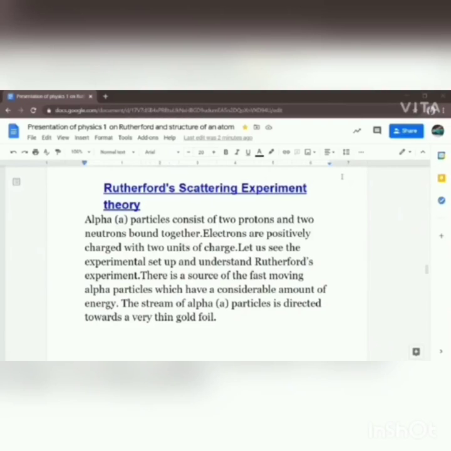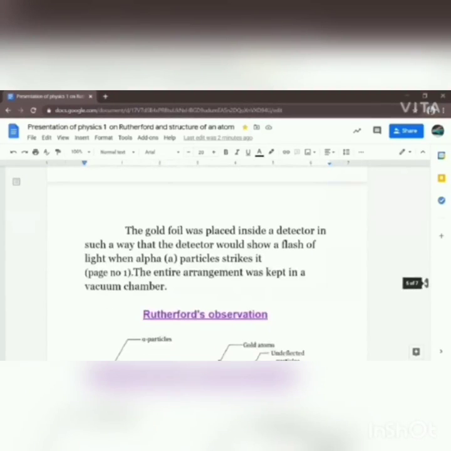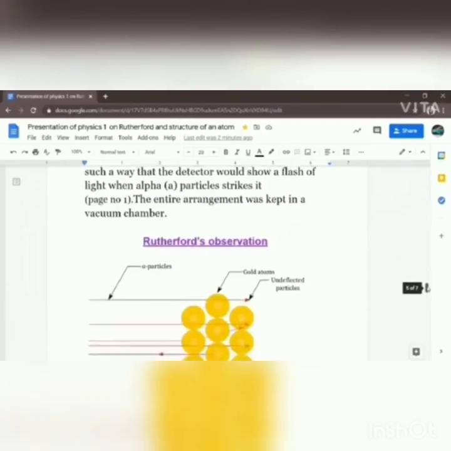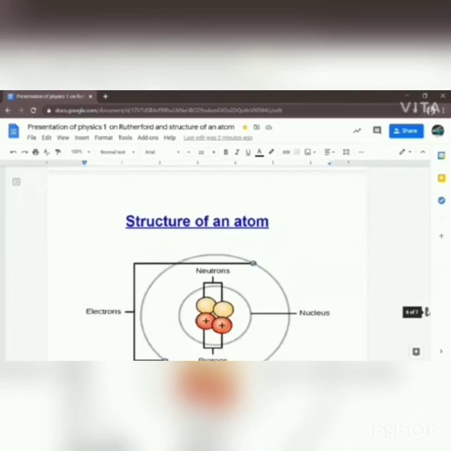Let us see the experimental setup and understand Rutherford's experiment. There is a source of fast-moving alpha particles, which have a considerable amount of energy. The stream of alpha particles is directed towards a very thin gold foil. The gold foil was placed inside a detector in such a way that the detector would show a flash of light when alpha particles strike it. The entire arrangement was kept in a vacuum chamber. This is Rutherford's observation.